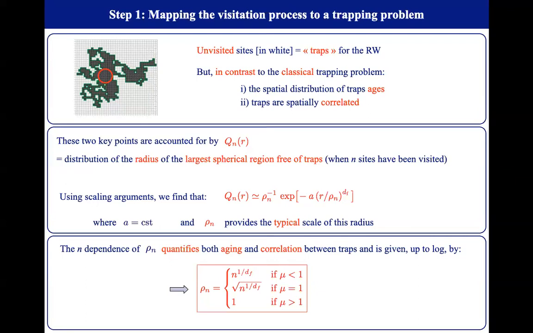Which is striking, I think, is what we find in the marginal case, where you have a new length scale, which is the square root of n to the power 1 divided by dn. This I do not know how to predict in advance.